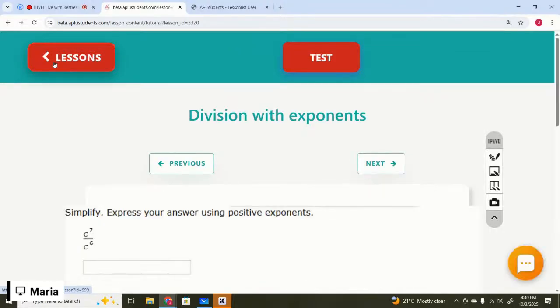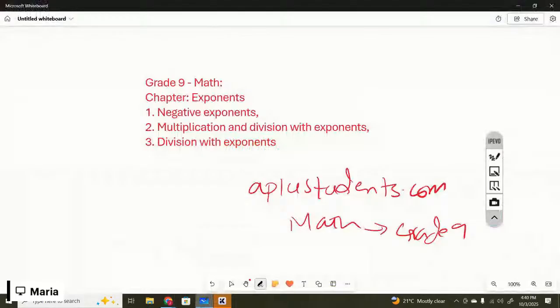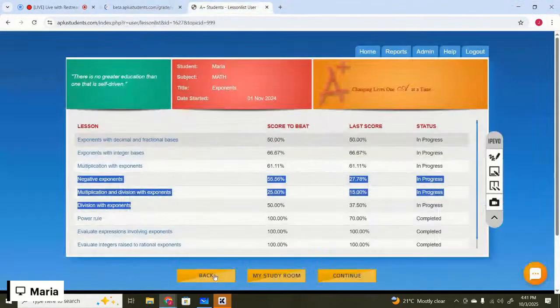So, we were working on grade 9 math. The chapter we were working on is exponents. The lessons we have covered today are negative exponents, multiplication and division with exponents, and division with exponents. So please make sure before the next session you complete all the practice questions for the lessons we just did. That is your homework until next session.